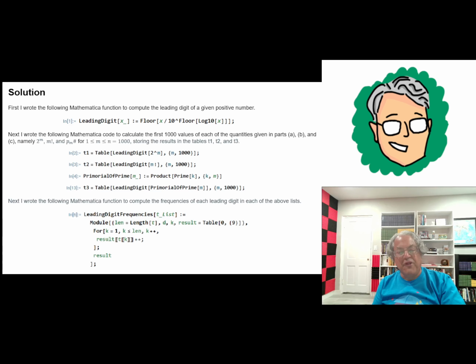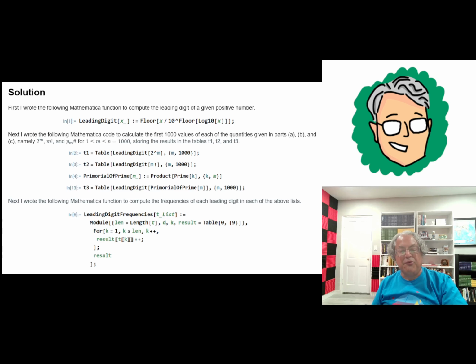So anyway, once we have that function, we can use it to make a third table, the table of the leading digits of the primorials of the first 1000 primes. So that gives us our data. That gives us our leading digits. And then once we have our leading digits, we need to calculate the frequencies of each leading digit in each of these tables. And I wrote the function below to do that.